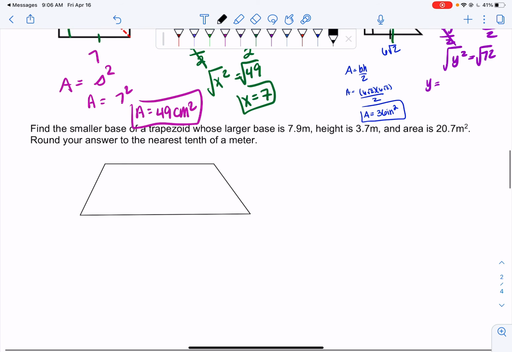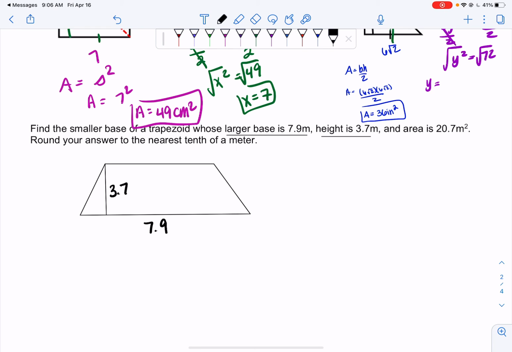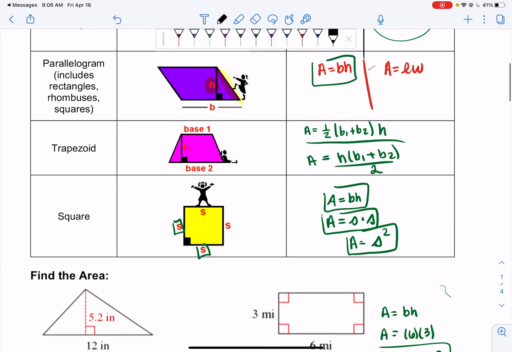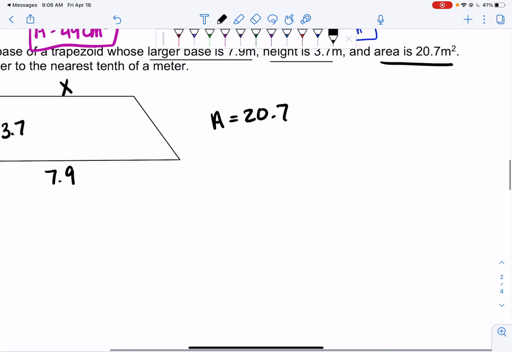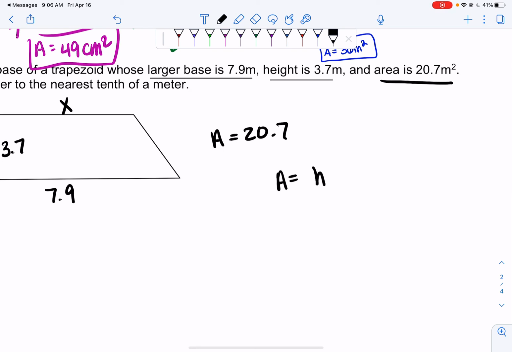Again, Mr. O'Sullivan's not an artist, he is a math teacher. It actually isn't looking that bad, I'm not gonna lie. I'm pretty happy with it. Okay, that's actually not that bad. So I know that my larger base is 7.9, so I'm gonna put my 7.9 right here. I know that my height is 3.7, so I'm gonna draw in my height. And my area is 20.7.